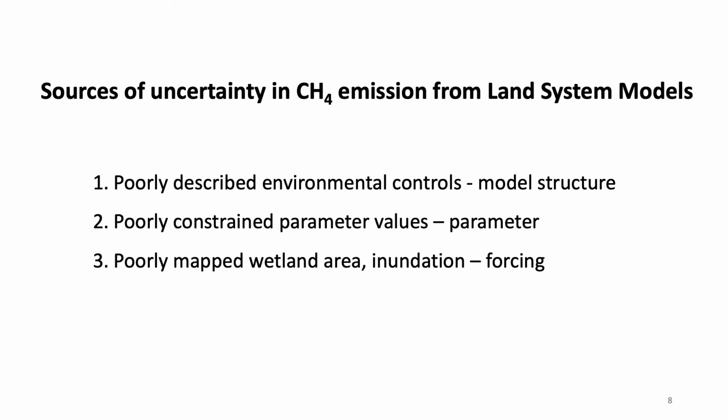The third uncertainty comes from a poorly mapped wetland area, especially if we consider the seasonal inundation that dramatically changes the area of wetland. Another example is that satellite observations cannot capture the wetland area with intense vegetation cover, and these regions are often ignored in these satellite-derived maps.